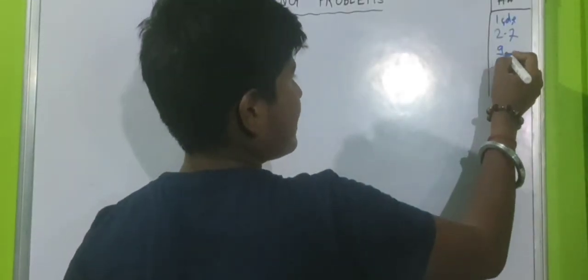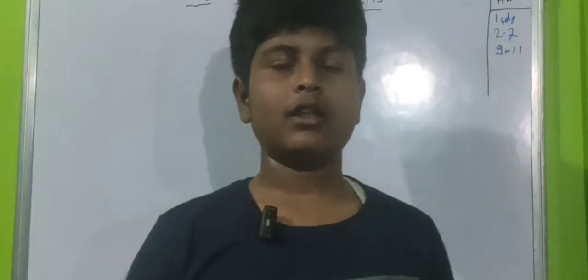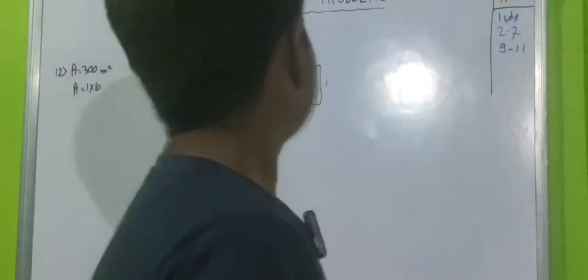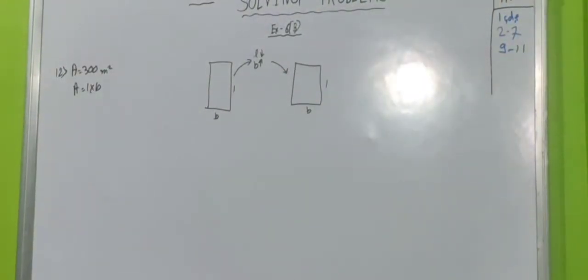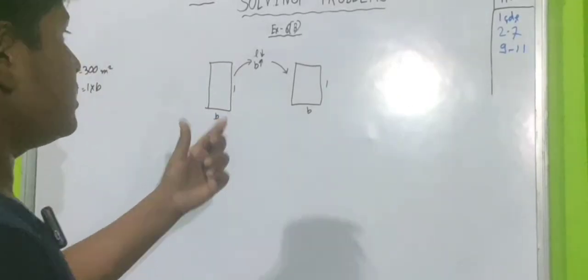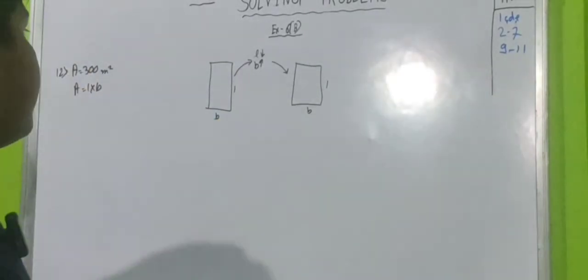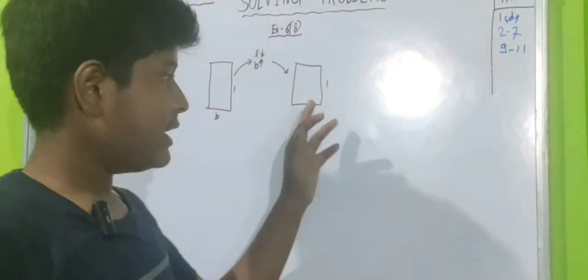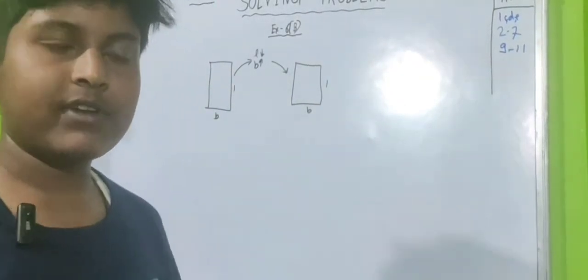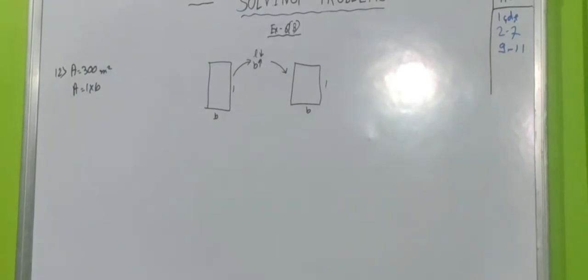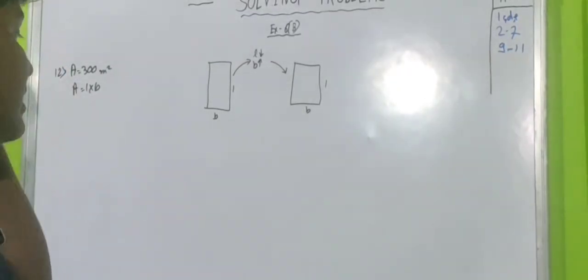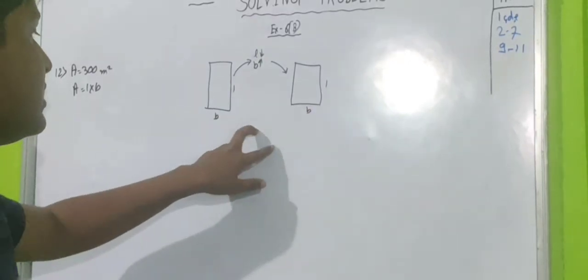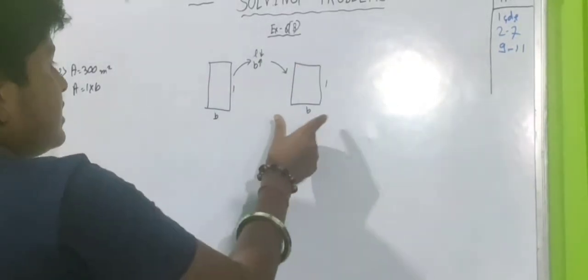Questions number 9 to 11 are homework, but the answers are in the description box. Now we will solve number 12. In the question it is said that a field is of area 300 meters square, and that on changing the length and breadth, the area remains the same. The length is decreased and the breadth is increased.